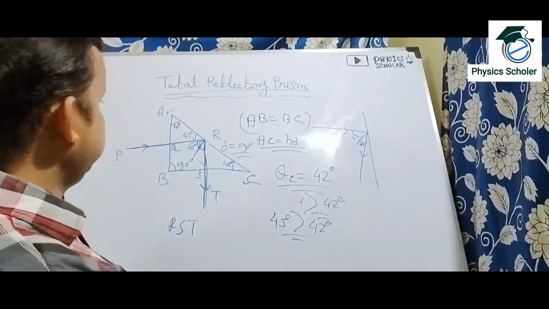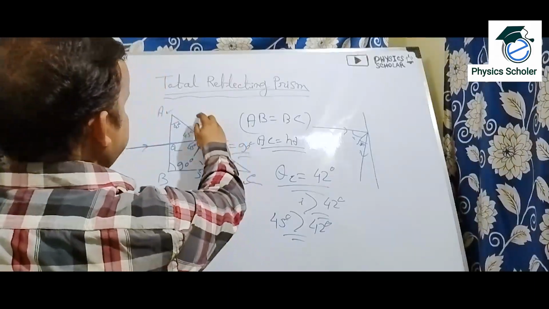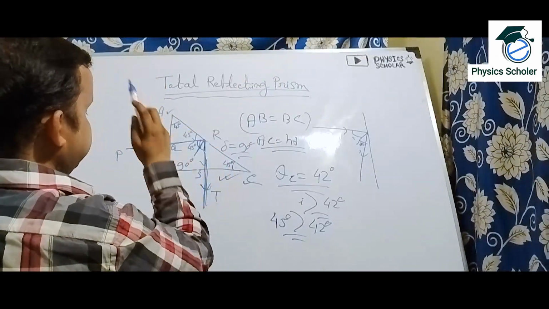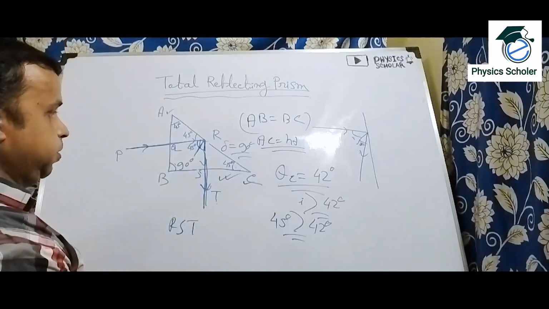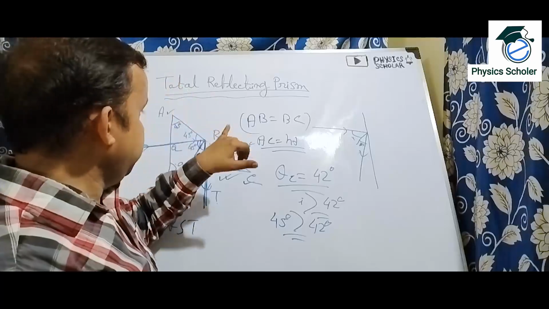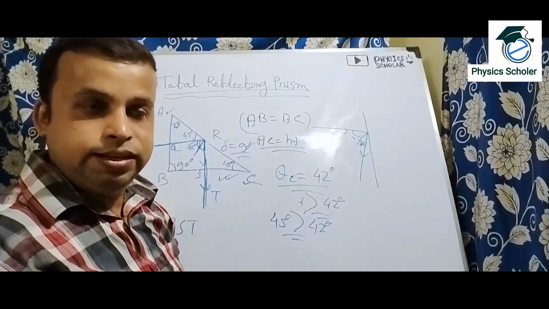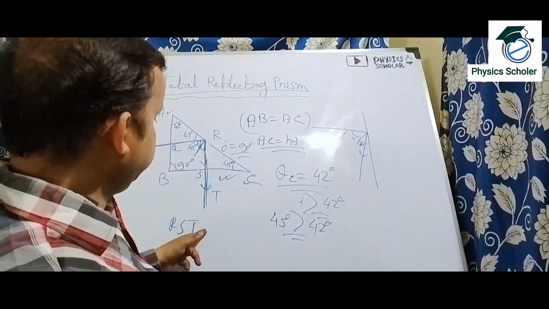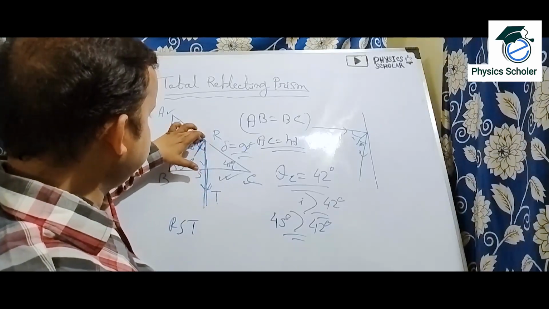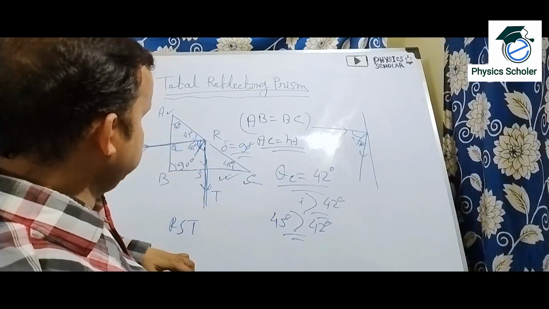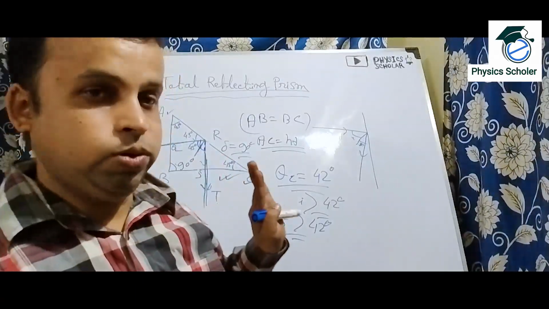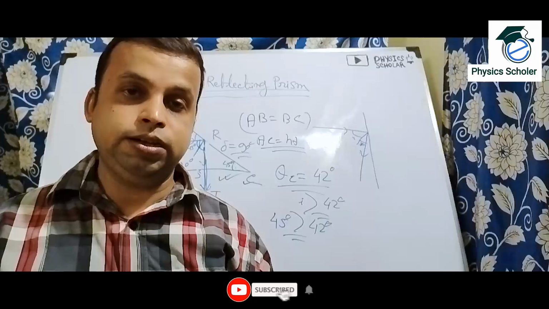So this is the total reflecting prism. We can use an isosceles right angle triangle as a total reflecting prism, where the angle of incidence on the hypotenuse will be 45 degree, which is greater than the critical angle 42 degree. So total internal reflection will take place, and along this path RST it will go straight away to the air medium. I hope it is now clear to you. Moving on, coming to the next topic.